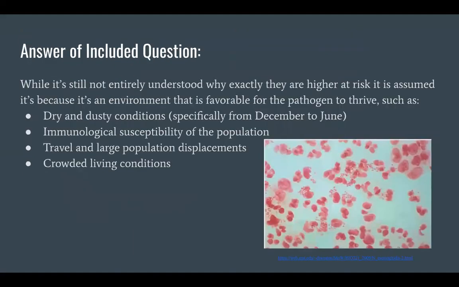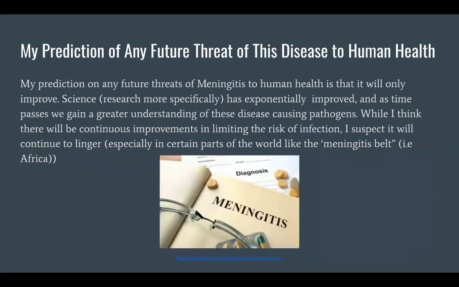The reason Africa experiences the highest numbers of meningitis is because it has the most favorable environment: dry, dusty conditions, travel and large population displacements, and crowded living conditions. My prediction of any future threats of meningitis is that I suspect it to improve, just because science and research have improved exponentially.